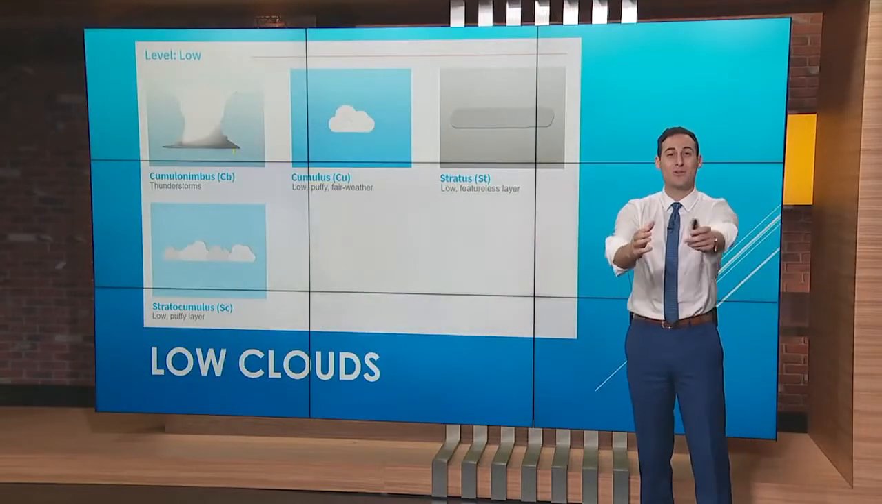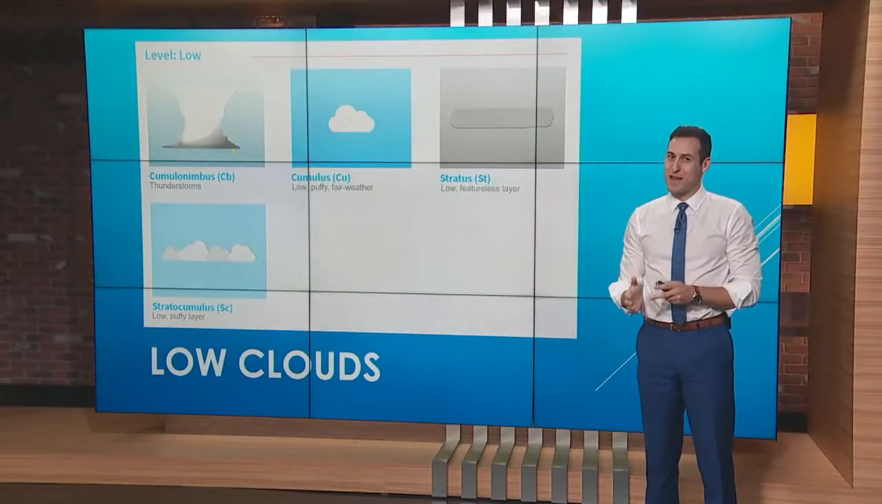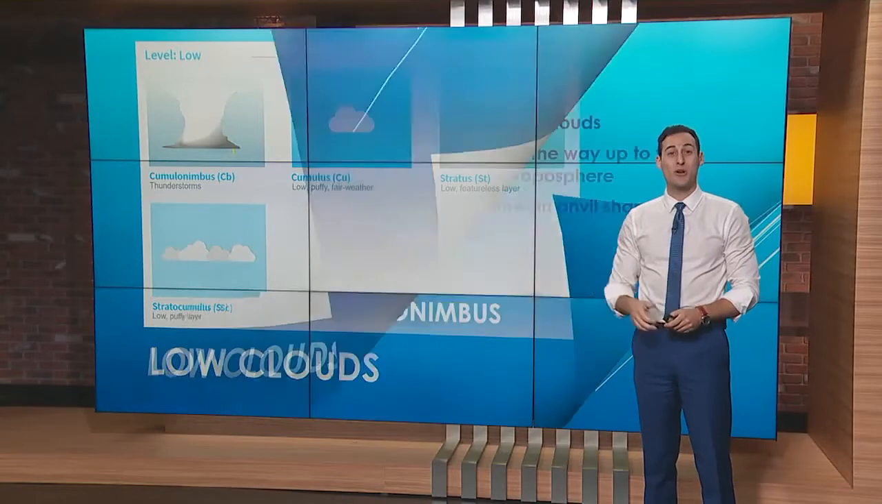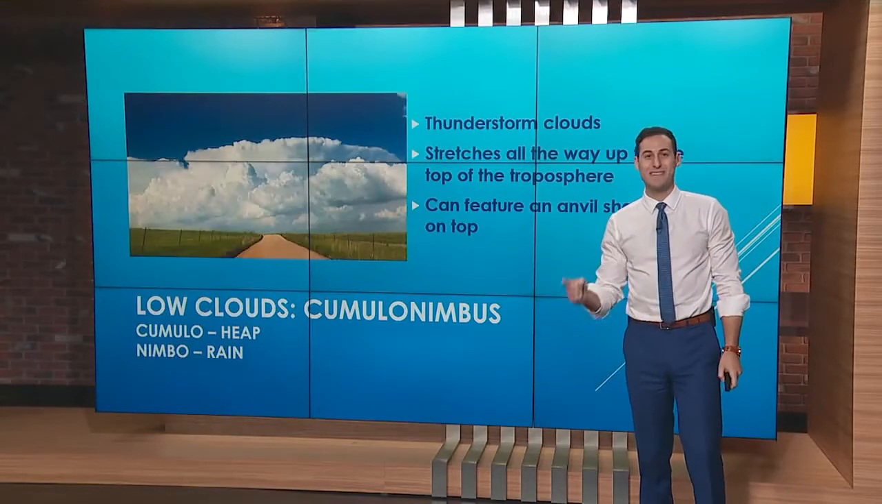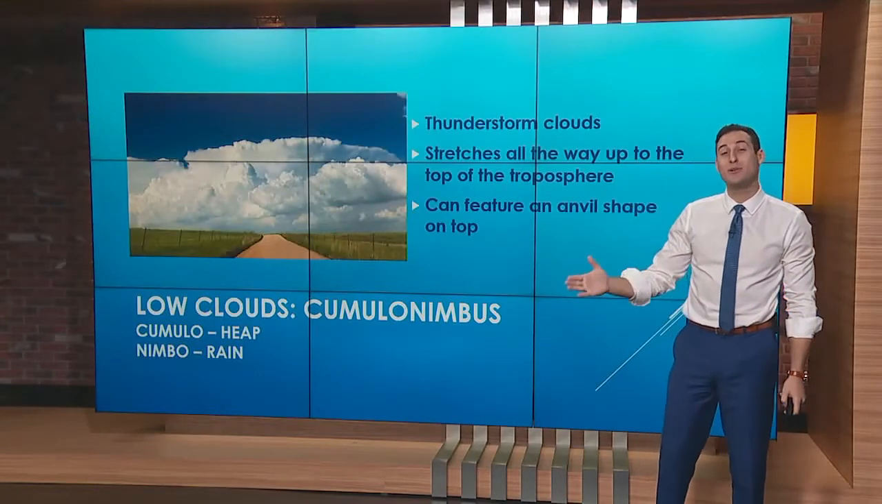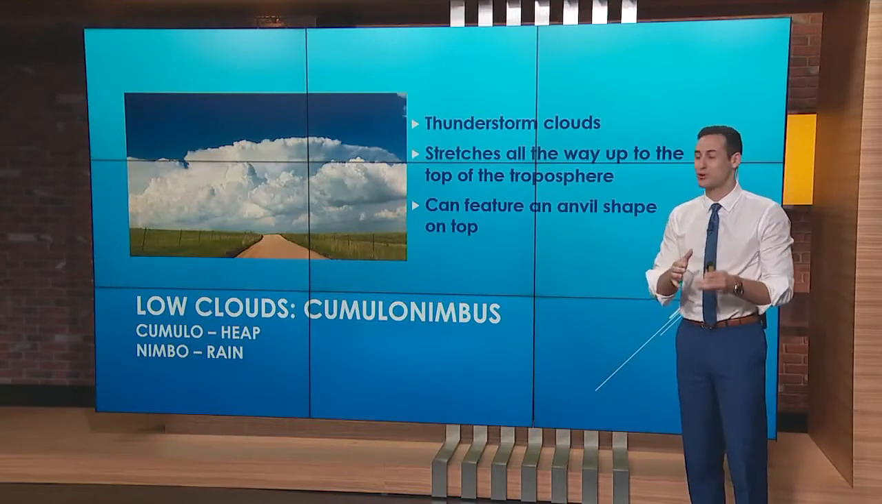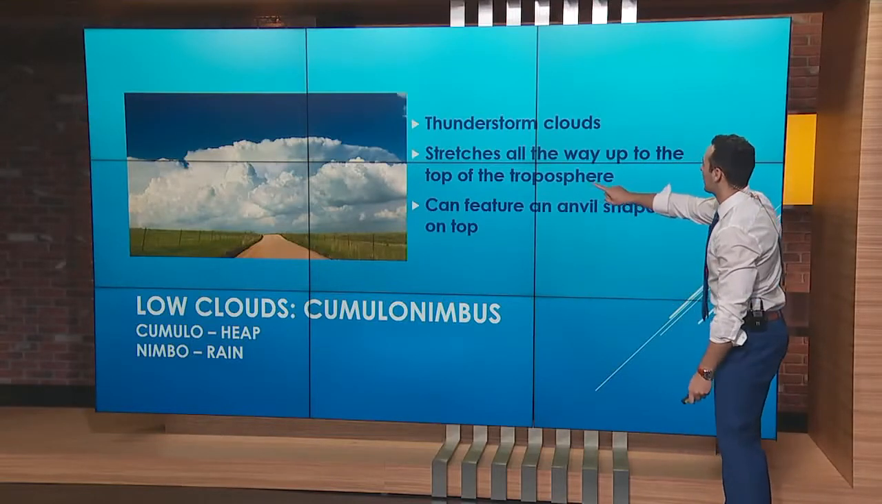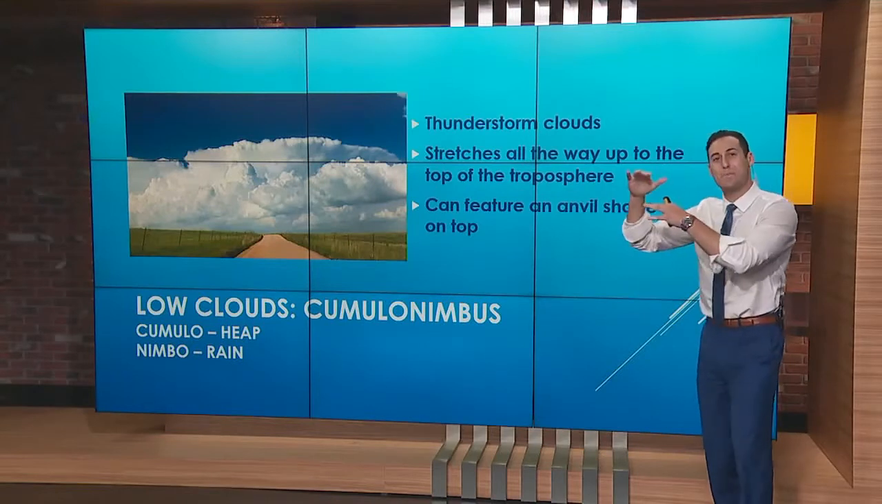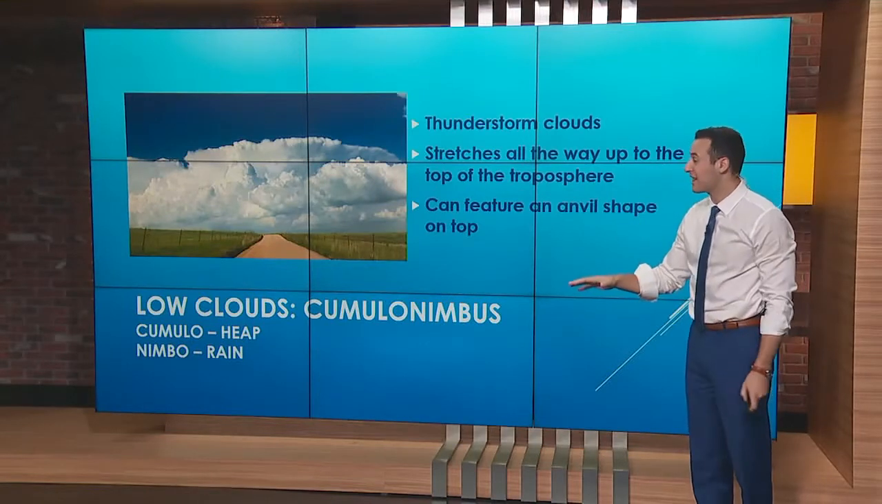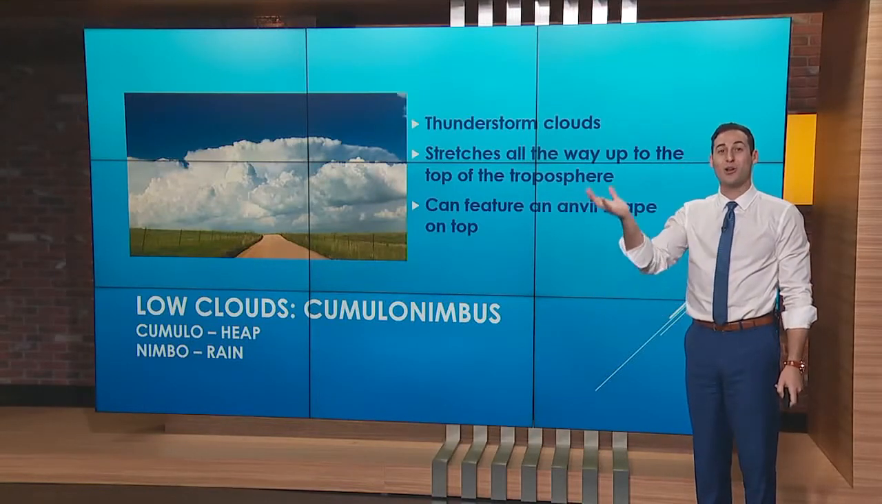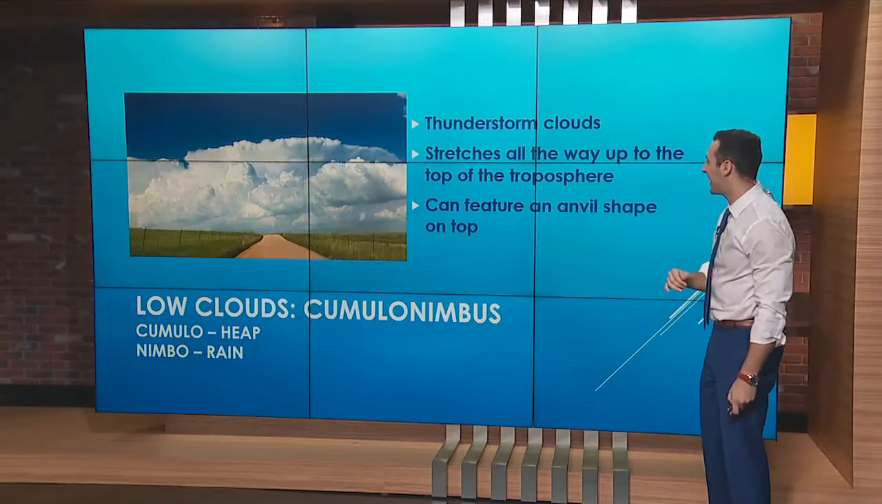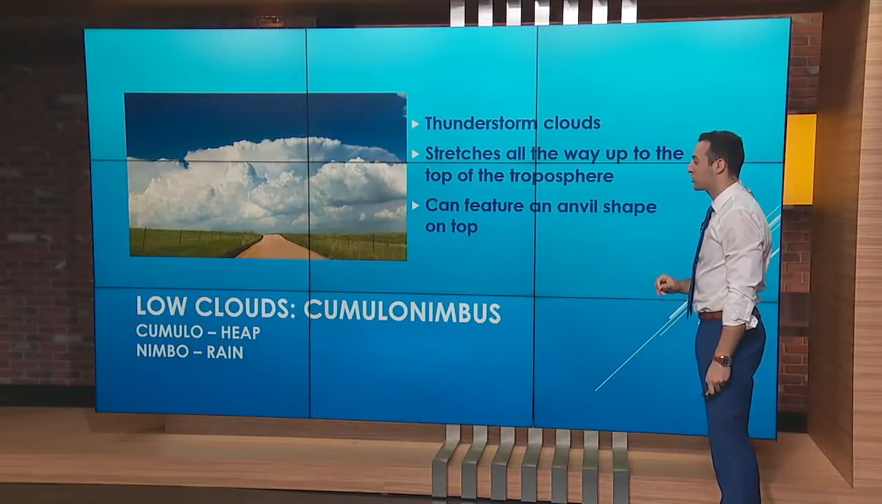Now when it comes to low clouds, these are some that you might recognize, especially the one that we're going over first, the cumulonimbus. This one may be the most famous cloud because it's the thunderstorm one. So this stretches all the way up to the top of the troposphere from low levels. So this actually stretches all the way up to high clouds and gets to their height. And this can feature an anvil shape on top.